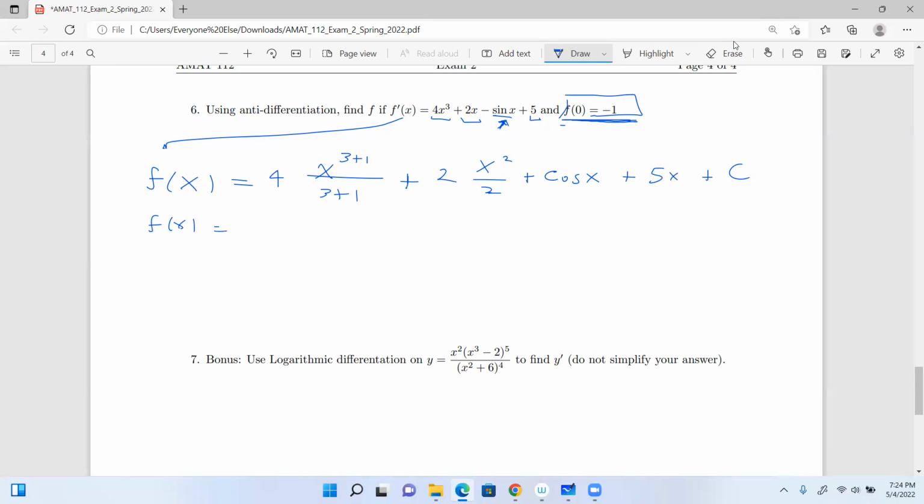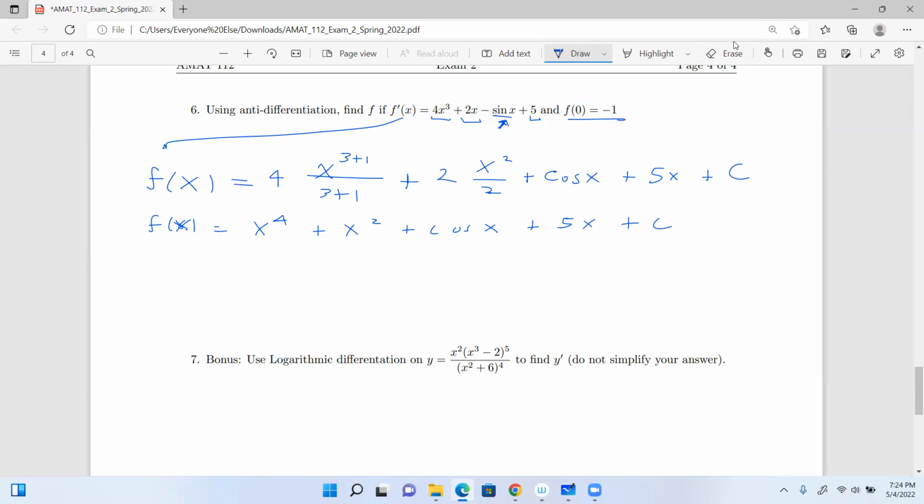So we can cancel some stuff a little bit. This will be x to the 4th over 4, and now cancel the 4, so we have just x to the 4th. And then we have these 2's that cancel out, so we have x squared plus cosine x plus 5x plus c. Some people maybe got to this step, but they didn't know what to do. Some people just said that c is equal to -1, but those aren't right. Some people had problems plugging in the function, evaluating the function here.